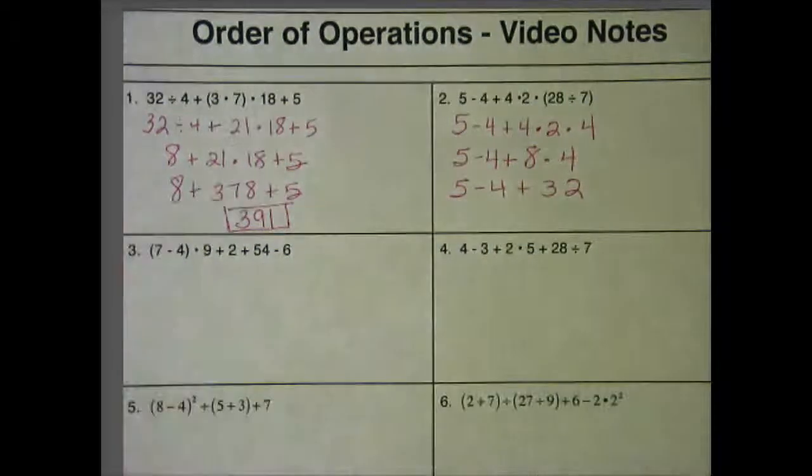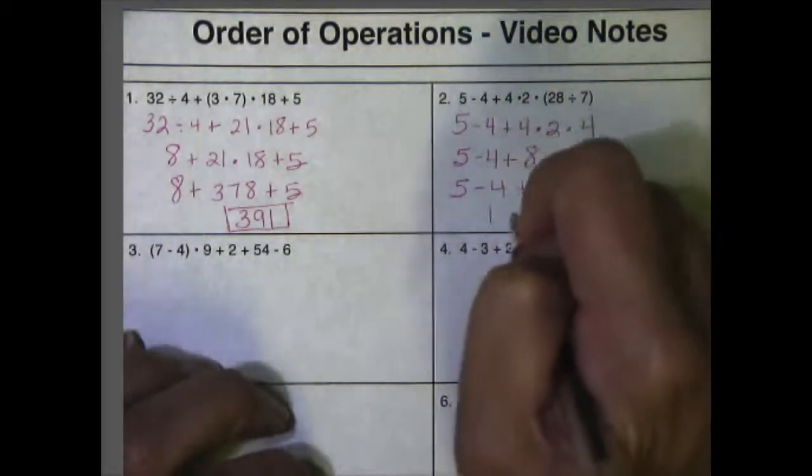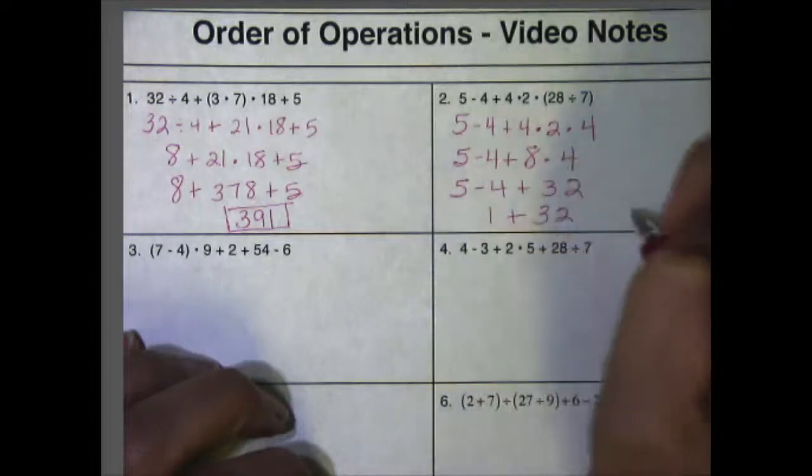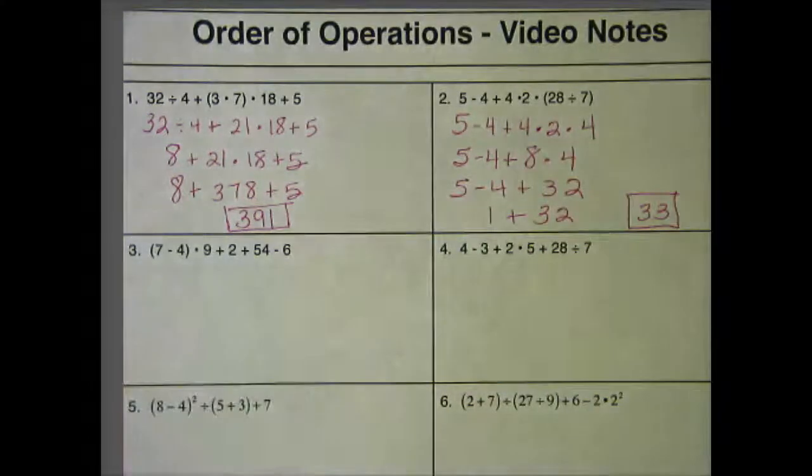And then we do subtraction or addition from left to right. So we're going to start at the left, and the first thing we have is subtraction. So 5 minus 4 is 1, plus 32 equals 33. So the answer to problem number 2 is 33. Let's take a look at number 3.